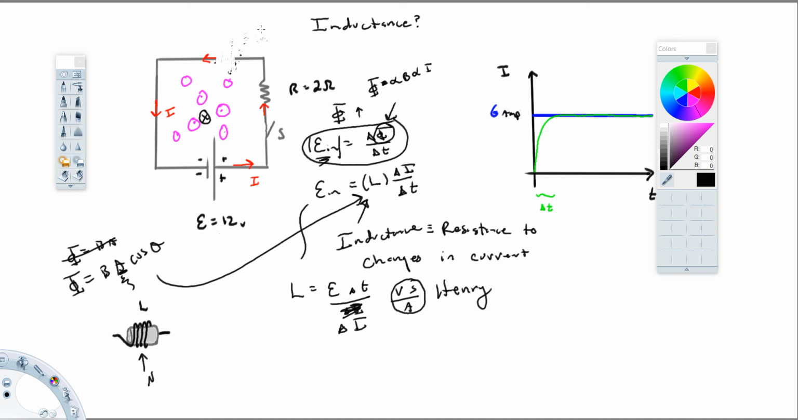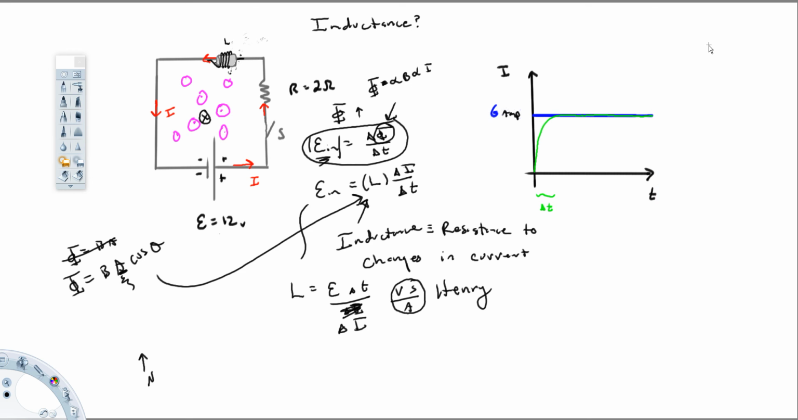I think I have to go adjust my eraser a little bit, and shrink this thing down. We don't need the N. There. So inductance is a circuit property that describes how easy it is to change the current in the circuit. Let me go over to my graph now.